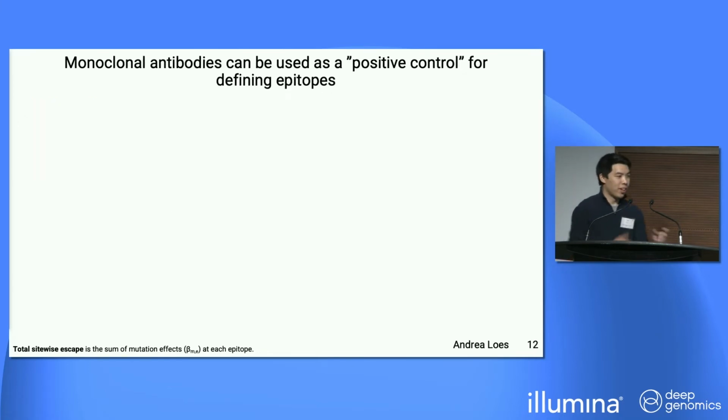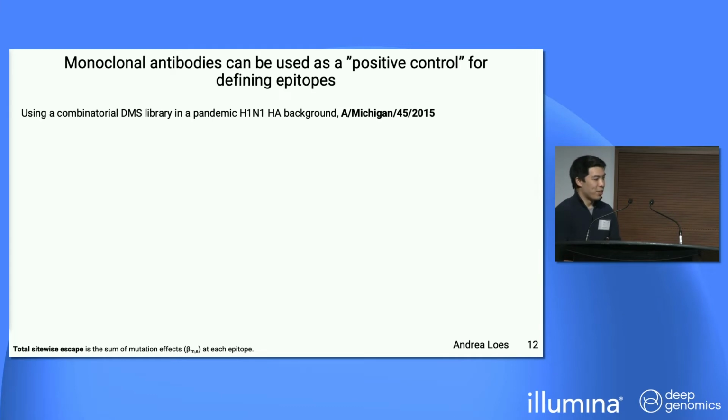Okay, so of course I told you we were trying to model multiple mutations and also the effects of mutations at multiple epitopes, right? And of course with our previous example, that's not the case. We actually can't tell if it's working. Fortunately we had another library in our lab, the same type of library but done in the pandemic H1N1 HA background. This was a Michigan 2015 strain.